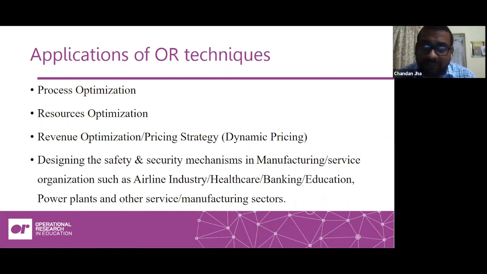Then designing the safety, this is very important and essential also. Designing safety and security mechanisms is highly applicable and practical in almost all industries, in manufacturing as well as in service organizations such as the airline industry, healthcare, banking, education, power plants, meaning the energy sectors, and other service and manufacturing sectors.